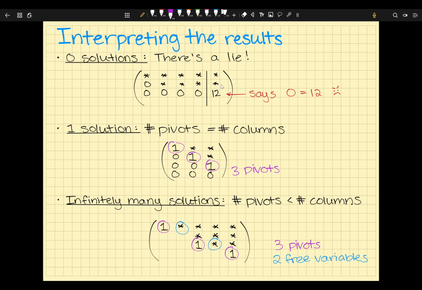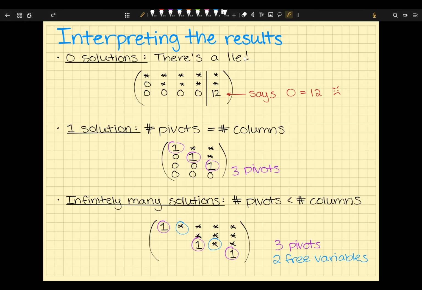A case where we have 0 solutions is when we end up with something like this. By the way, these stars just stand for any number. But what you'll notice is that if you convert this last row back into equation form, we get 0x plus 0y plus 0z plus 0w is 12. So this equation says that 0 equals 12, which is nonsense. So there is no solution to this linear system.